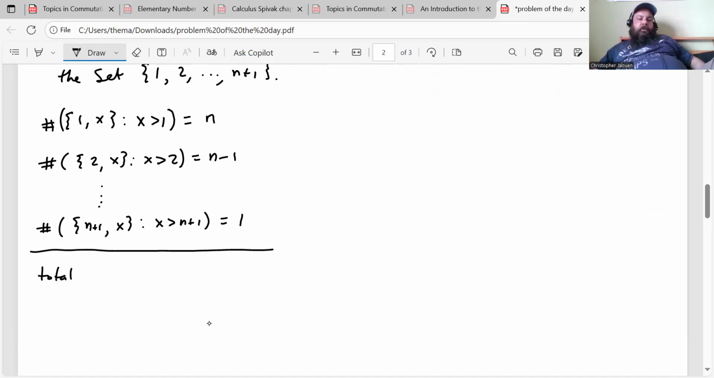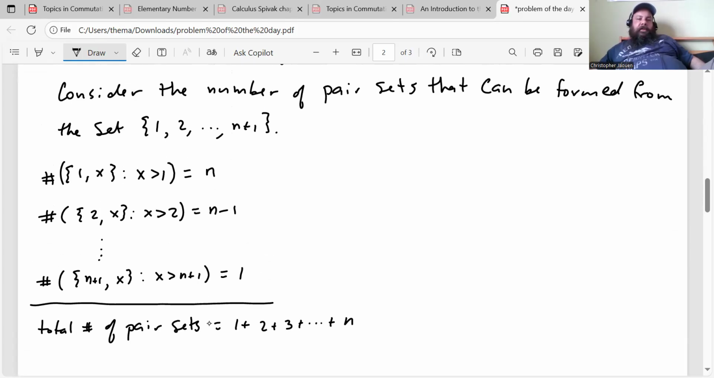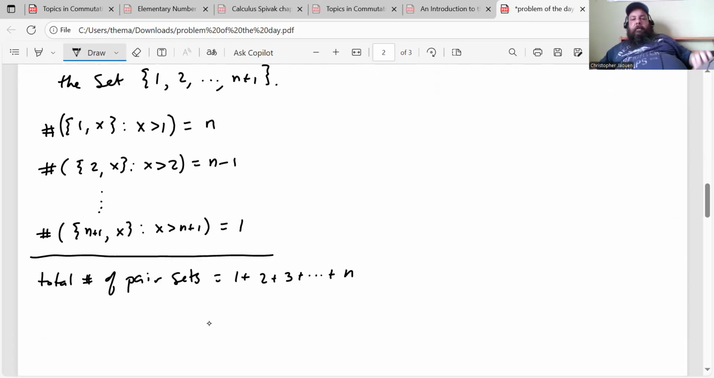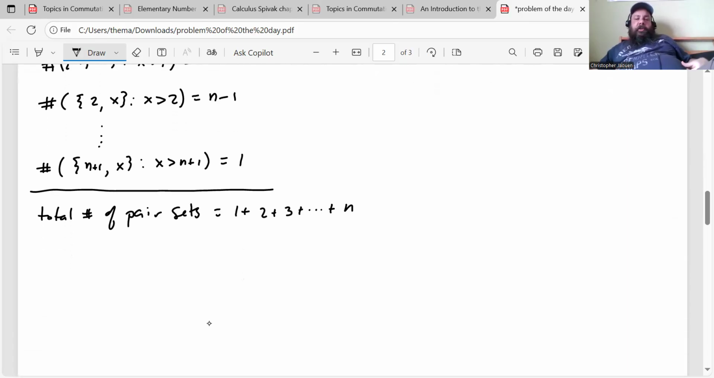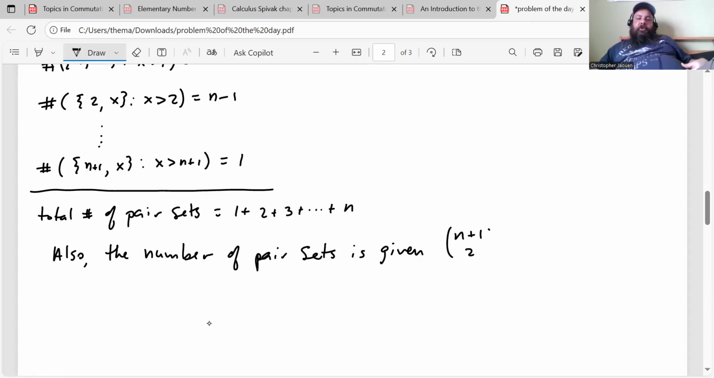So I'll just say the total number of pair sets is equal to 1 plus 2 plus 3 all the way up to n. I'm just adding up the cardinalities here. But we have a binomial coefficient that counts this as well. Also, the number of pair sets is given by the binomial coefficient n plus 1 choose 2.